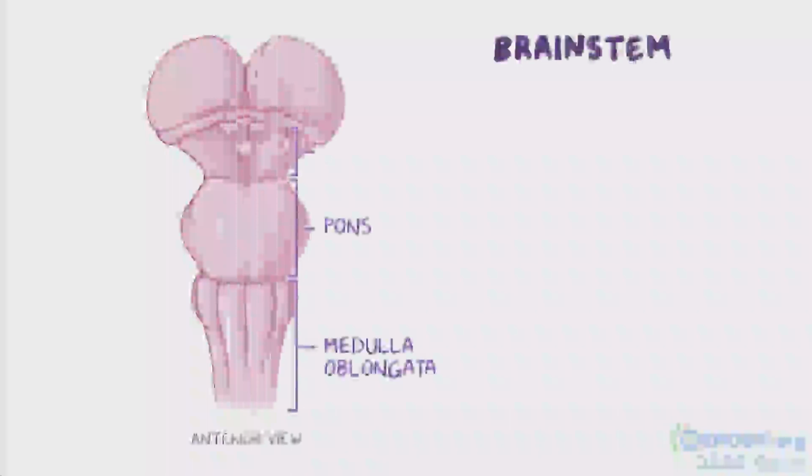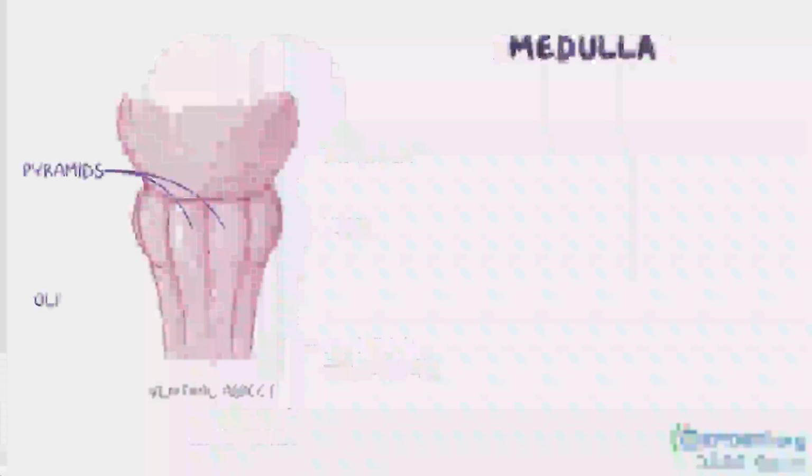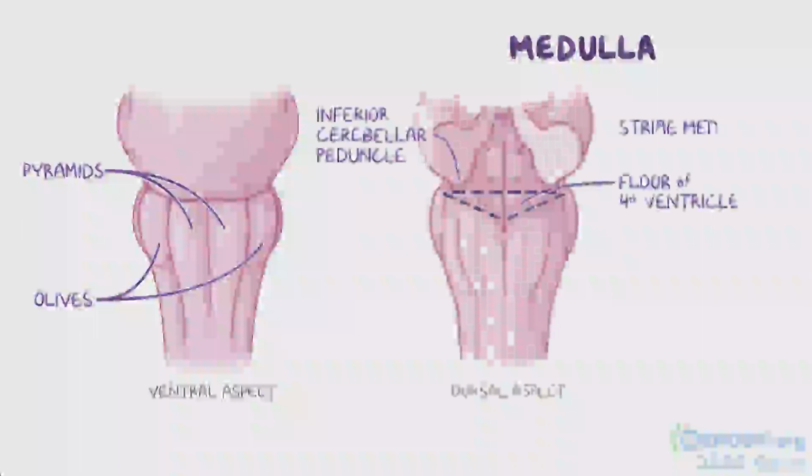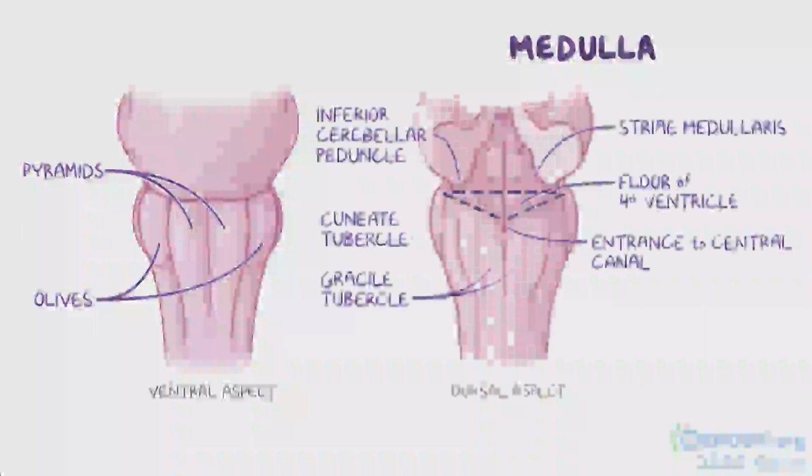All right, as a quick recap, the brainstem is made up of the medulla oblongata, the pons, and the midbrain. On the ventral aspect of the medulla, there are the pyramids and the olives. Dorsally, there are the inferior cerebellar peduncles, the floor of the fourth ventricle, stria medullaris, and the entrance to the central canal and the gracile and cuneate tubercles.